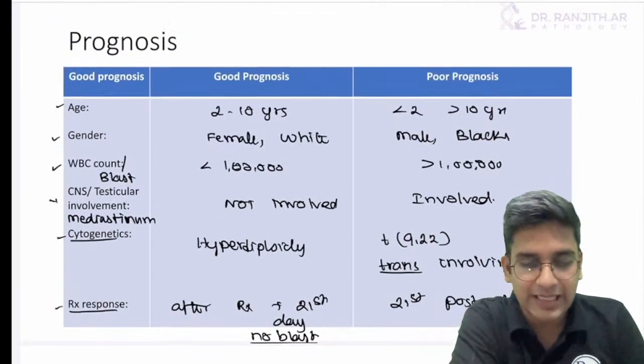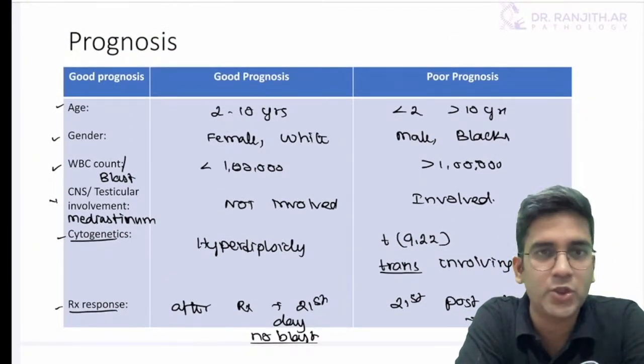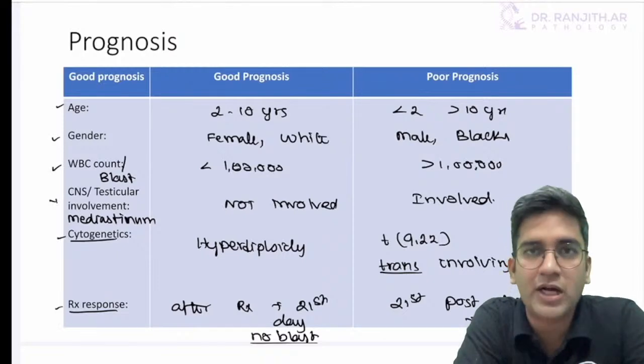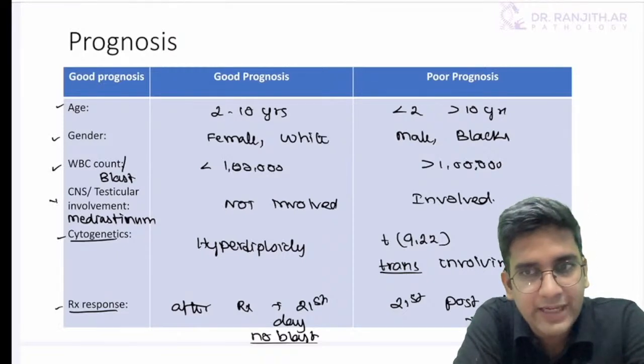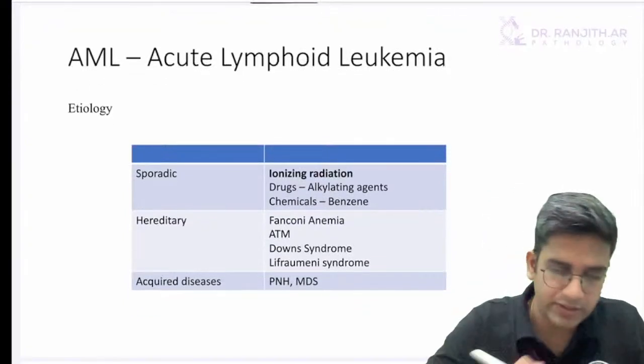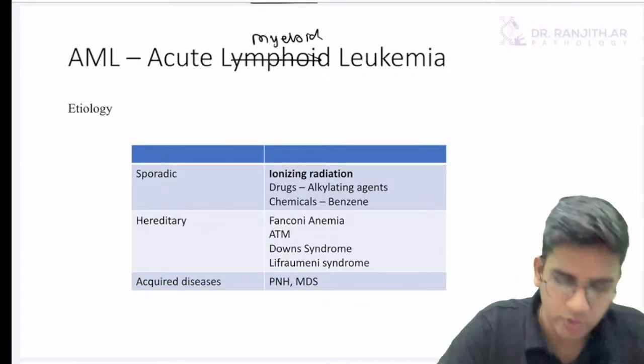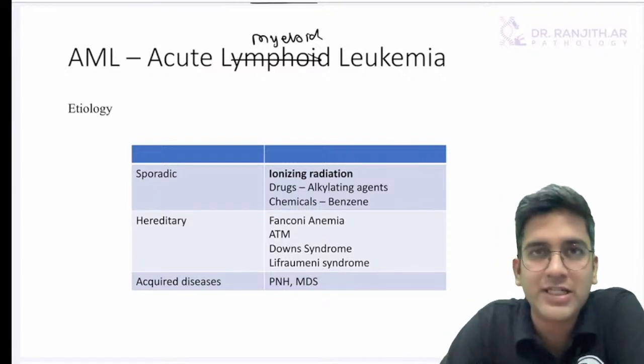Okay, so these are the differences between a good prognostic marker and a bad prognostic marker with respect to leukemias, fine. So we read about acute lymphoid leukemia. We'll use the same template for acute myeloid leukemia, fine. So AML is acute myeloid, not lymphoid, just make this correction alone. It's the same thing. I'm not changing anything.